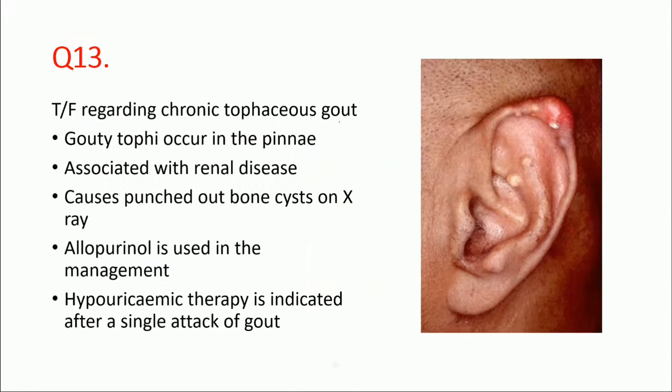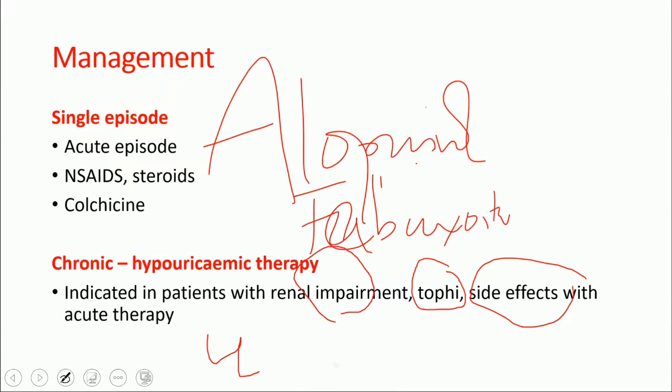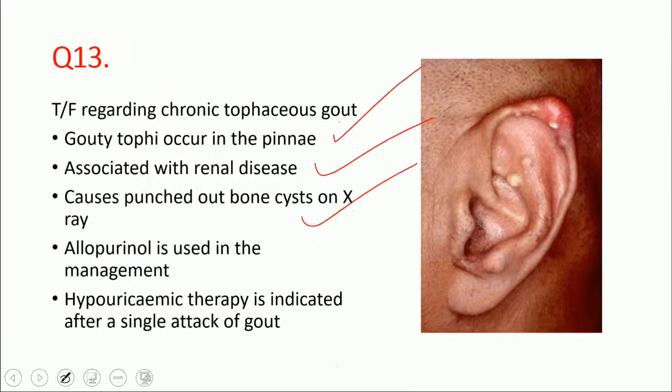Gouty tophi can occur in the hands, and in the ear it is very common. Right? You can get chronic tophaceous gout in renal disease. That is the most severe form of the disease. It causes punched out bone cysts. And in chronic tophaceous gout, you need to give some sort of uric acid lowering therapy, right? Because it has a very poor prognosis.